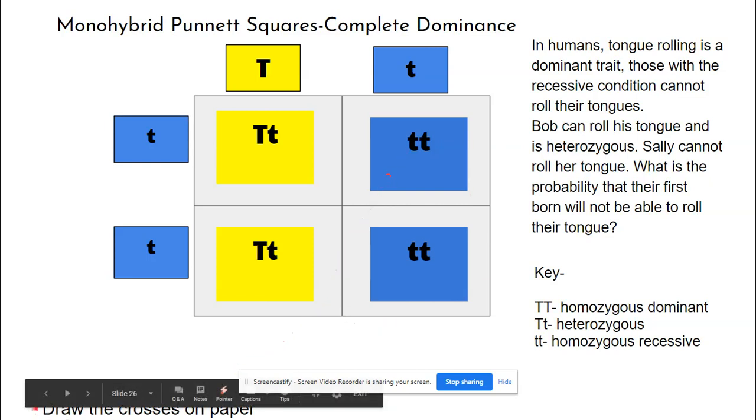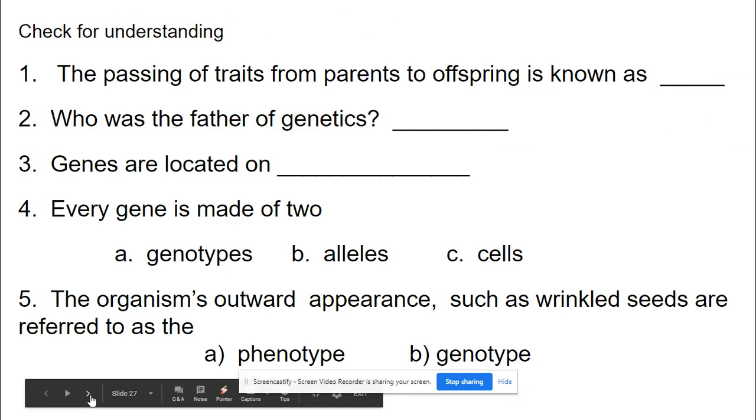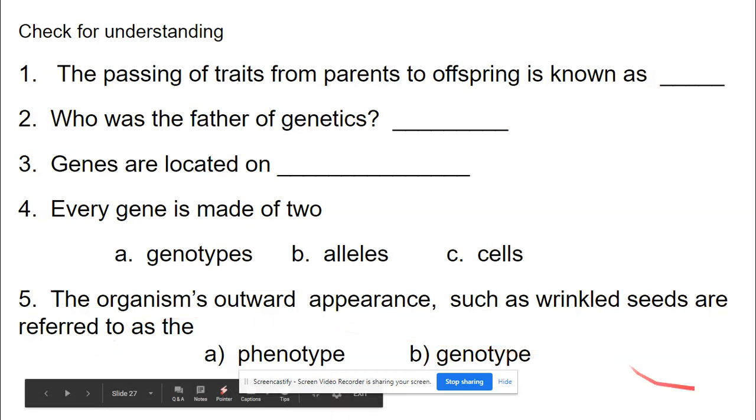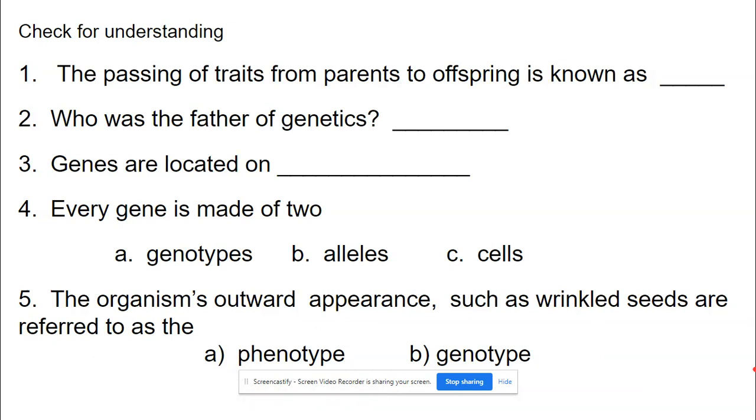Okay, so as we move forward, you're going to get a little bit better at practicing these, and you're going to come across some more challenging problems where you may have to work backwards or really try to figure out what the parents' genotypes might be. So just a quick check for understanding for you to go through these. Let's see if you know the answers. So if you need to, you can pause the video and try to write down the answers, and then I'm going to go over them.